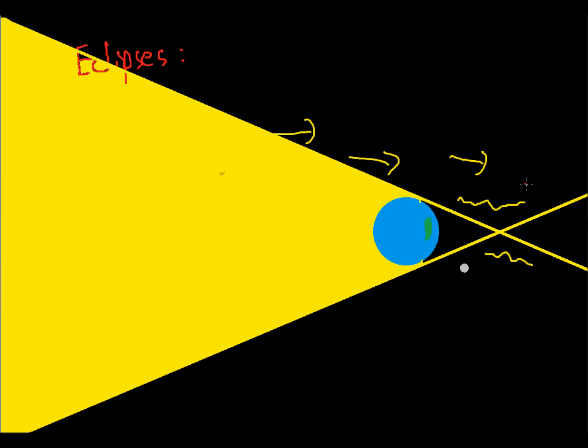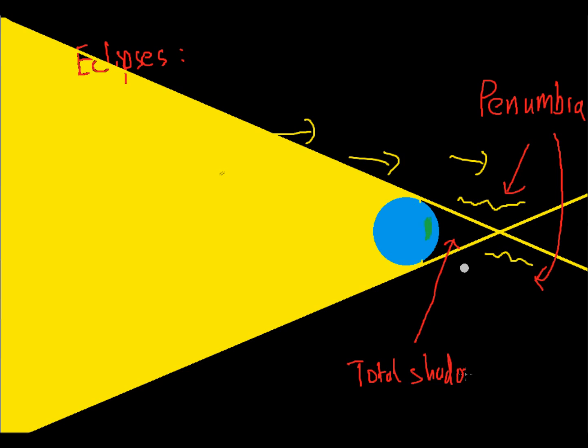So first, we've got a couple of terms we're going to define. We've got an area of partial shadow, and this is called penumbra, here and here. Because some of the light from the sun is unable to get to these areas, they're called penumbra. This area here, which is total shadow, is called umbra. So partial shadow is the penumbra, and total shadow is the umbra.